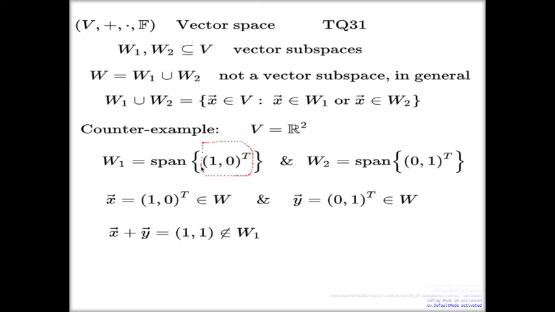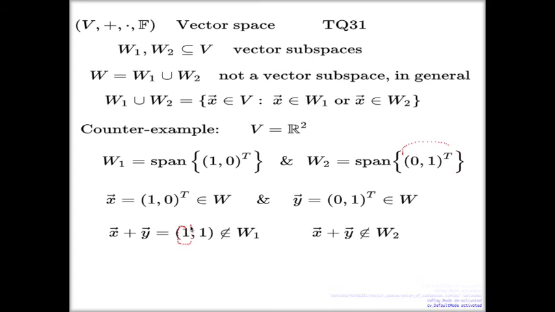Because span of 1, 0, it's all possible linear combinations of the vector 1, 0. Linear combinations of one vector, just all possible scalings of that vector. No matter how hard you try to scale this vector, you will never end up with 1 in the second component. That's why this is not in W1. Similarly, the same sum is not in W2 because, again, no matter how hard you scale this, you will never get 1 in the first component.